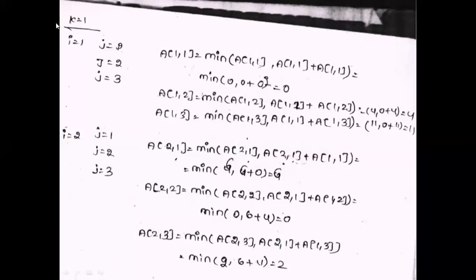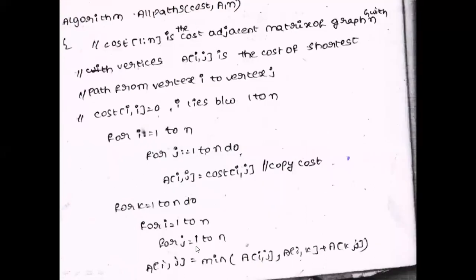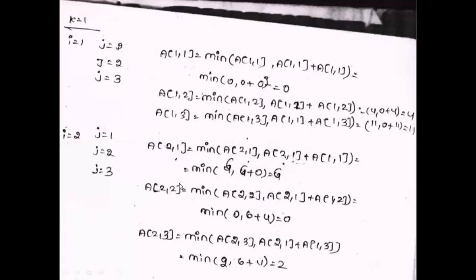So first k equal to 1. For k equal to 1, i equal to 1: first for i equal to 1, the inner for loop is executed 3 times and exits the 4th time. Next for i equal to 2, the inner for loop is executed 3 times and the statement is executed 3 times. Next for i equal to 3, the inner for loop is executed 3 times. It is represented on screen.